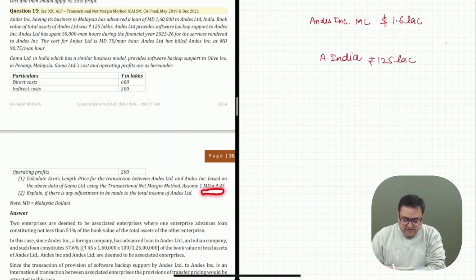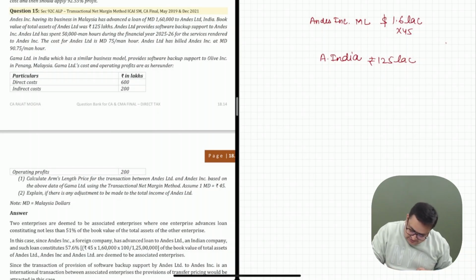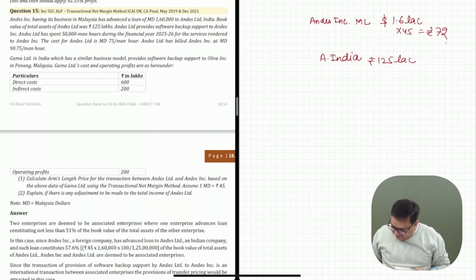1 Malaysian dollar is equal to 45 rupees. So I will multiply it by 45. Now please tell me whether it is 51% or more or not. So this is 45 into 1.6. The total I get is 72. So 72 lakh divided by 125% is 57.6%. Yes, we are associated.